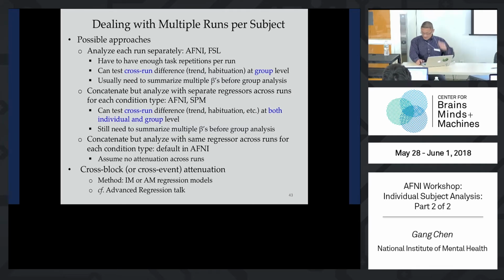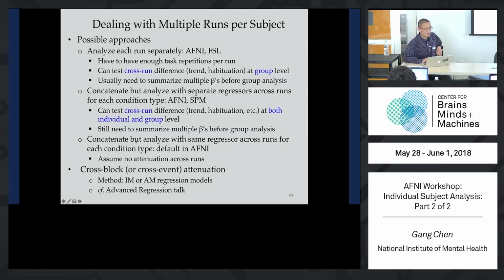Another practical issue is that we usually have multiple runs, right? Usually we only scan the subject for, for example, 10 minutes, usually longer, right? Half an hour, even 1 hour or longer. So multiple runs. There are different ways to deal with multiple runs, as I briefly talked about before. This is a practical issue, not something theoretical. So in AFNI, basically we have all three different ways to do it. That depends on what you're going to do in the end.